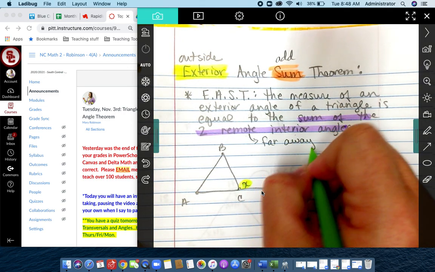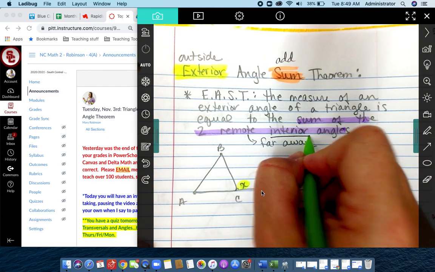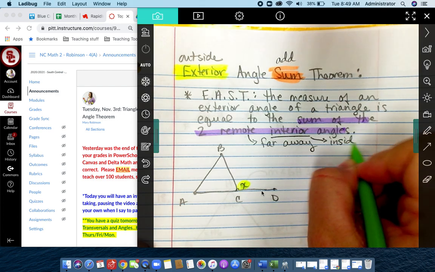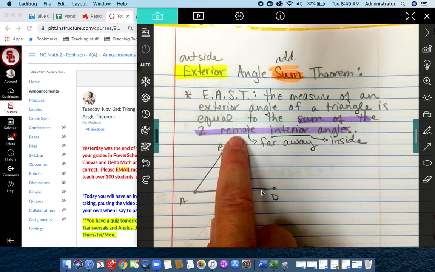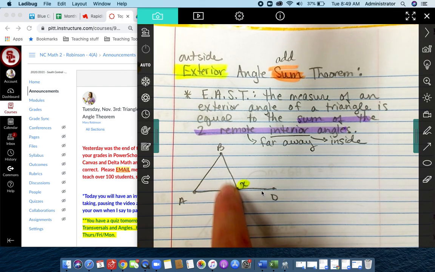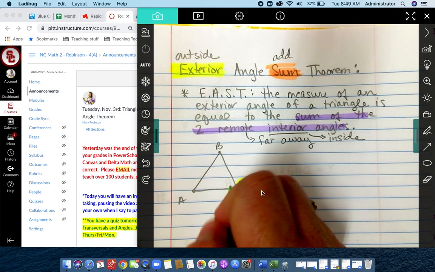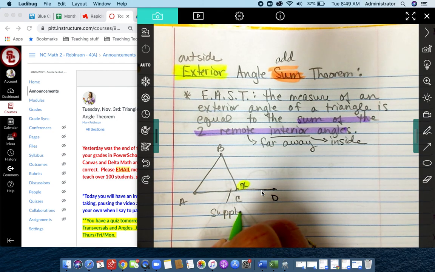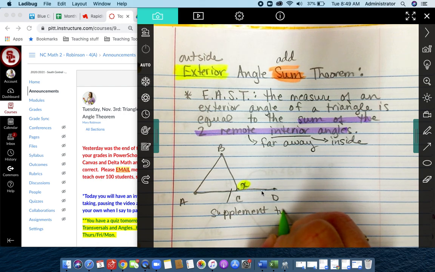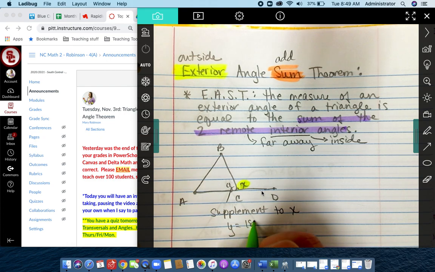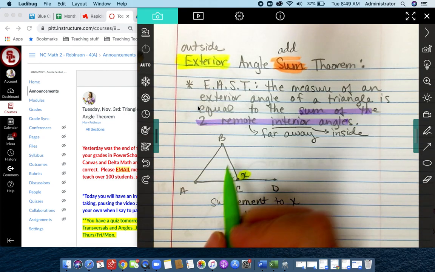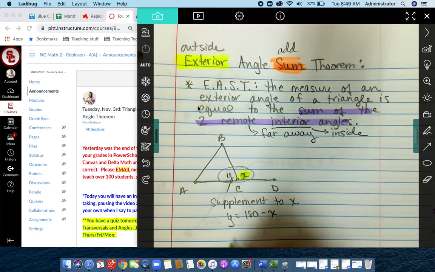So I should see all of this that I'm writing in your notes. And interior means inside. So think about what that means. The measure of the exterior is equal to adding the two far away inside angles. So I have inside 3 angles. This here is the supplement to X. In other words, to find this measure, if I call that Y, Y would equal 180 minus X. Why? Because these are a linear pair. So I'll write up there that X plus Y make a linear pair.